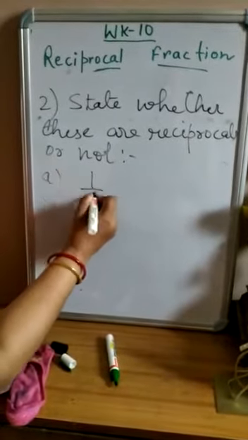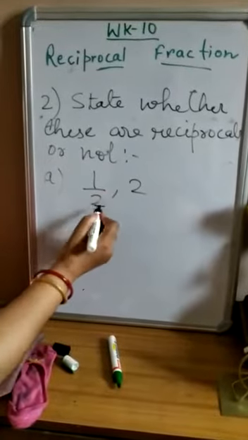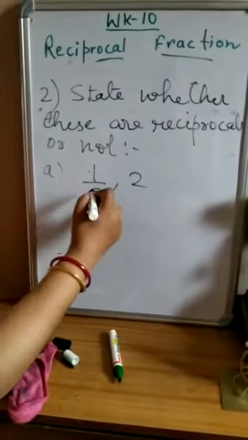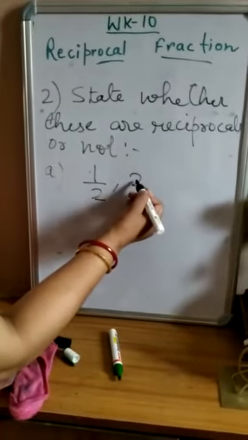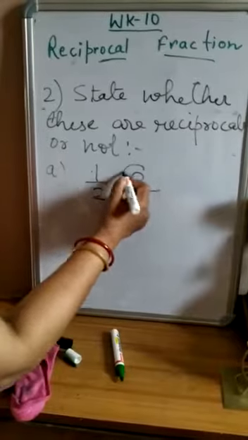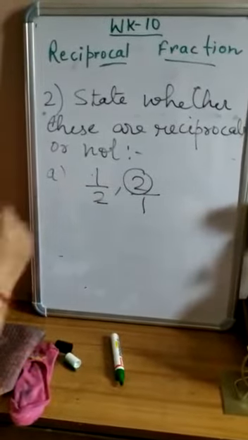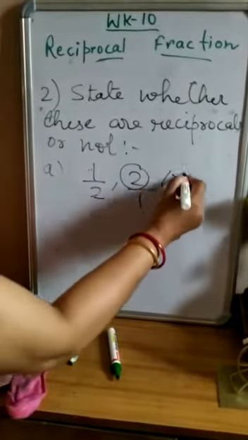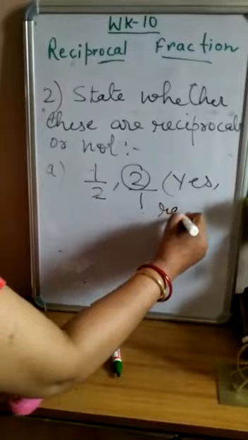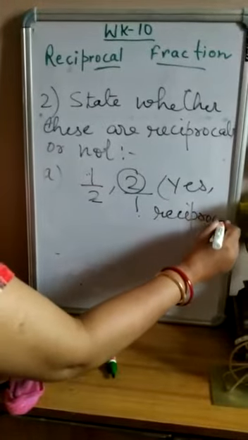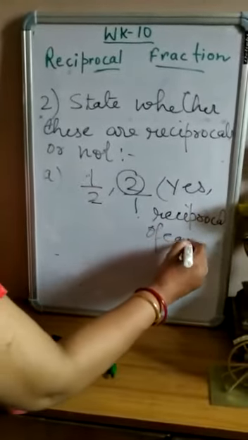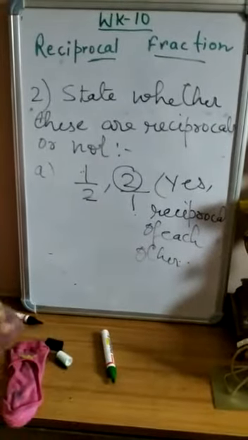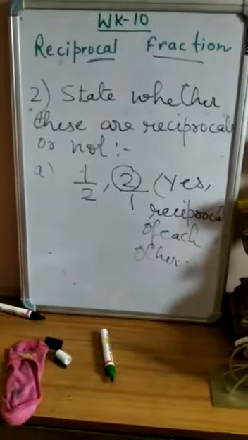Let us take 1 by 2 and 2. Here you see, yes, 1 by 2: 1 is the numerator, 2 is the denominator. Opposite, 2 is the numerator, and as you know this whole number can be written as 2 by 1. So here 1 becomes the denominator. Yes, they are reciprocals of each other. So in this way you have to find out whether pairs of fractions are reciprocal to each other or not.